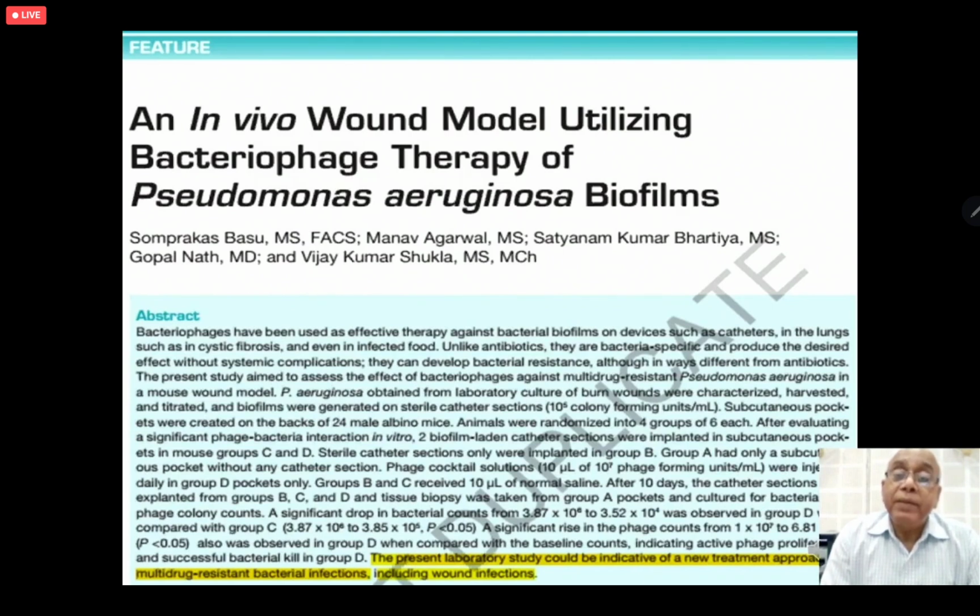A significant rise in the phage counts from 1 × 10^7 to 6.81 × 10^8 was also observed in group D when compared with the baseline counts, and the difference was statistically significant. This indicated the phage proliferation and successful bacterial kill in group D. So the present laboratory study could be indicative of a new treatment approach for multi-drug resistant bacterial infection, including wound infections.